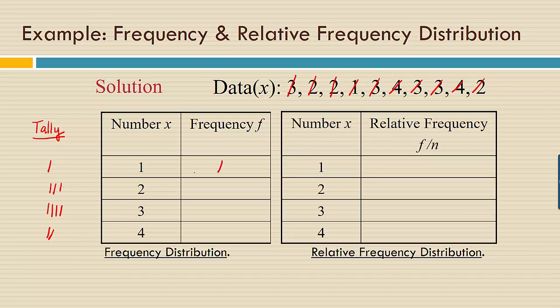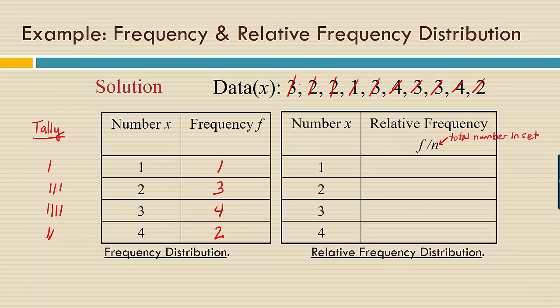So then it makes it a little bit easier to count how many of each we have. For 1, we have 1. For 2, we have 3. For 3, we have 4. And for 4, we have 2. Now to find the relative frequency, all we need to do is divide the frequency that we just found for each data value by n. N always refers to the total number of data values in the set.